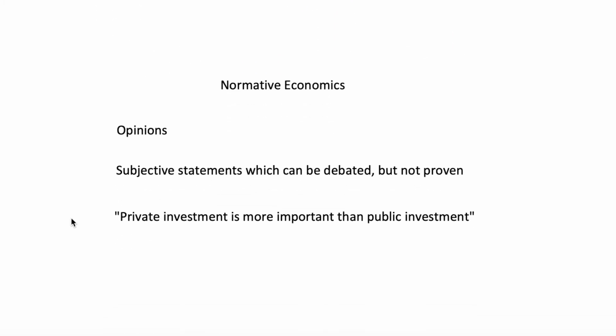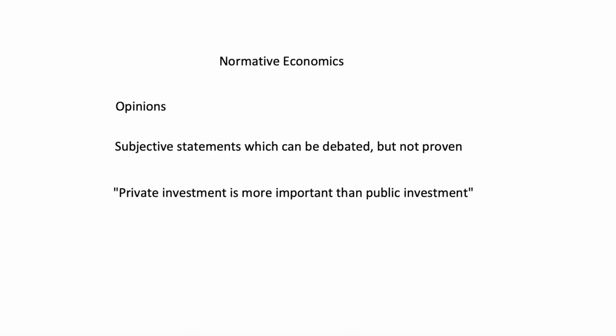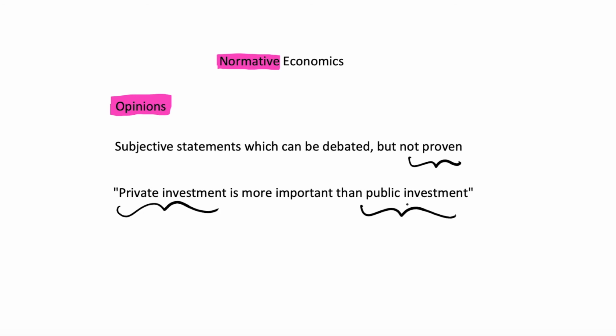Now, the flip side of this is our normative statements and our normative economics. This is not factual and not things that can be proven, they are instead opinions. So we think of these as subjective statements, and we can debate them for as long as we want, but we cannot necessarily prove them. So using the private investment example, we may say that private investment is more important than public investment. And if we think, how can we prove this using facts and data?